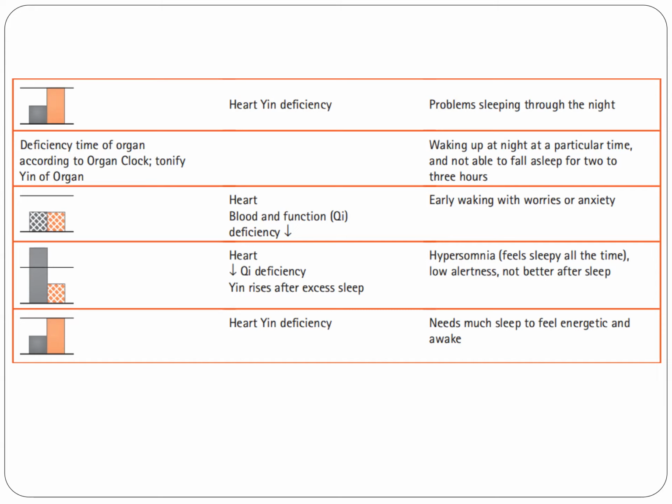Next tower diagram, excess po yung yin, deficient yung qi. So there is a heart qi deficiency, yin rises after excess sleep. So meron siyang hypersomnia, feel sleepy all the time, low alertness, not better after sleep. Sa last tower diagram, there is a yin deficiency, normal yung yang. So the patient is heart yin deficiency, meron siyang needs much sleep to feel energetic and awake.